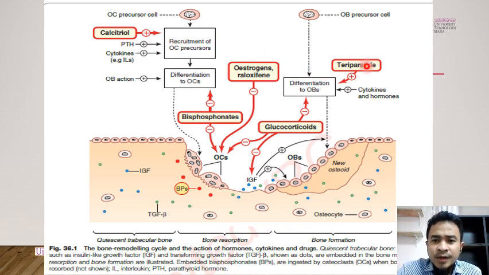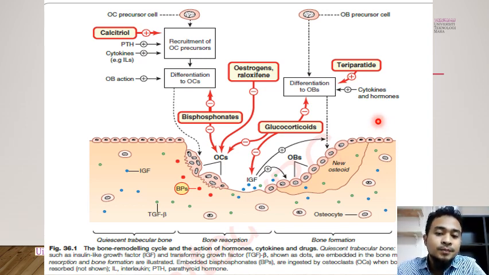So this is teriparatide. Estrogen and raloxifene, this is the group that we will look into, as well as biphosphonate and glucocorticoid. For this one we will focus on biphosphonate, teriparatide, and estrogen or SERM. From here, biphosphonate and raloxifene are the main agents that inhibit osteoclast activity, while teriparatide is one of the drugs that helps to promote the synthesis of new bone cells.